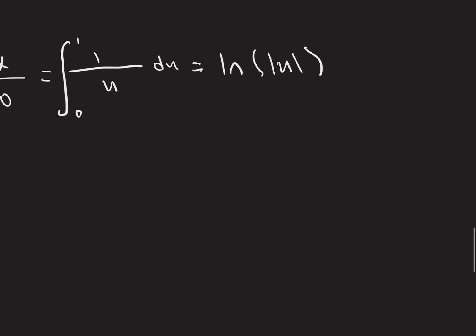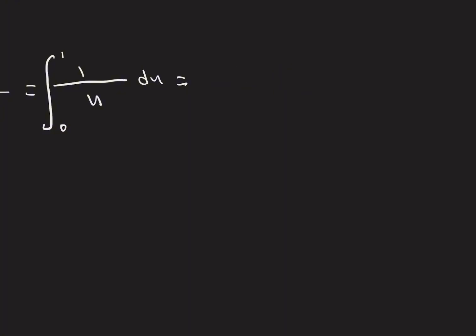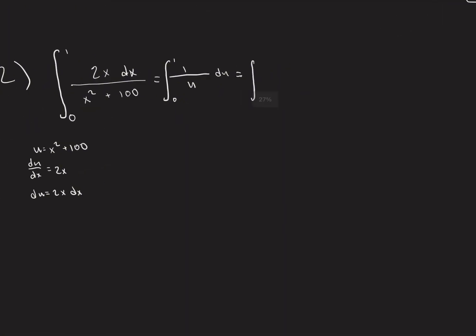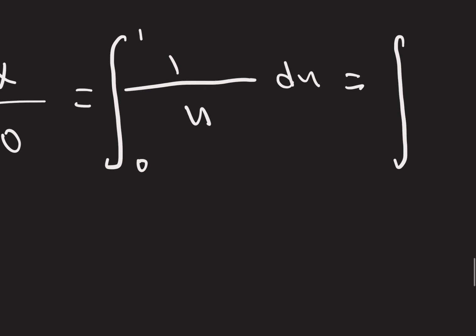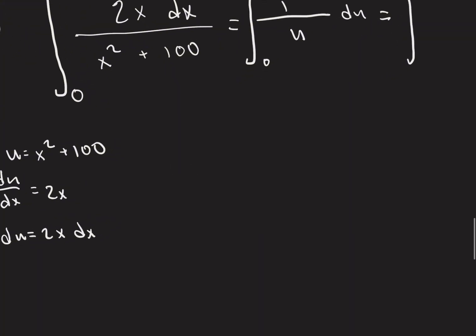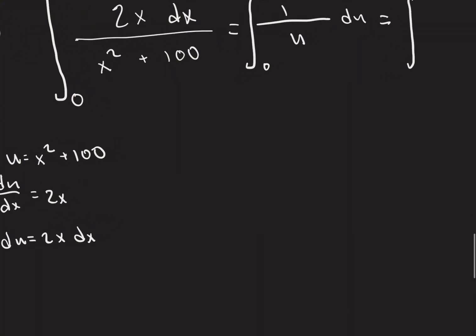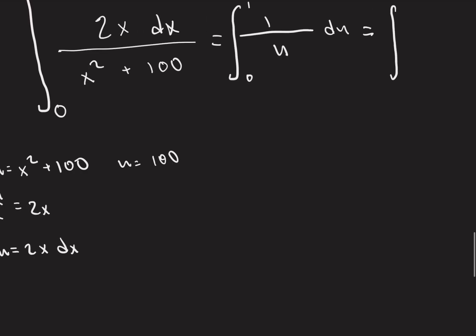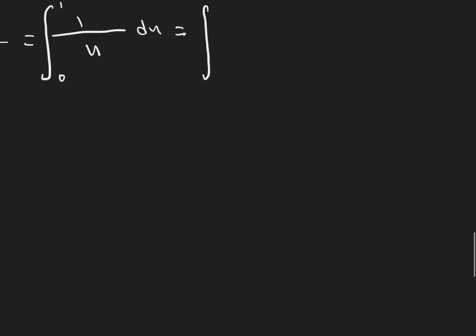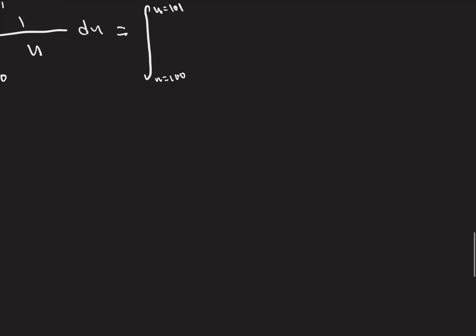Then your 2 points, 0 and 1, will change when you're doing u sub. So you just plug it in. You plug in 0 to this new equation, so u equals 100. And for 1, u would equal 101. So it'd be u equals 100, and then u equals 101.